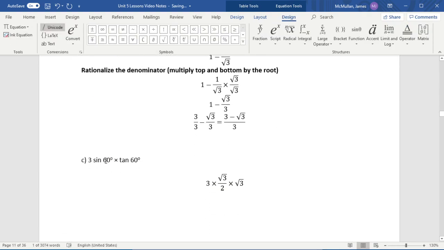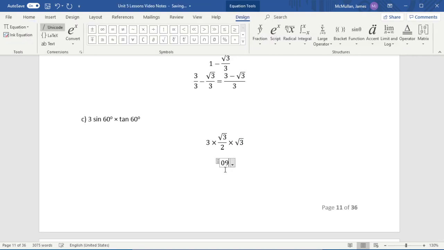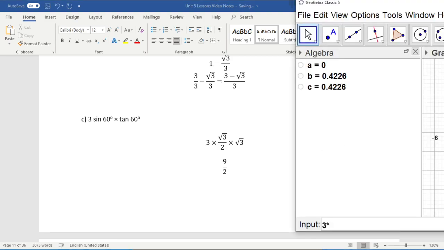Okay, so I'm just replacing those trig expressions with what I know they're equal to. Now I have root 3 times root, so let's do the top times the top times the top. 3 times root 3 times root 3. Okay, the two root 3's multiply to make 3. That 3 and this 3 make 9, and you get 9 over 2. Okay, and that's all there is to it. So let's just check it. 3 sine 60 times tan 60. Oops.